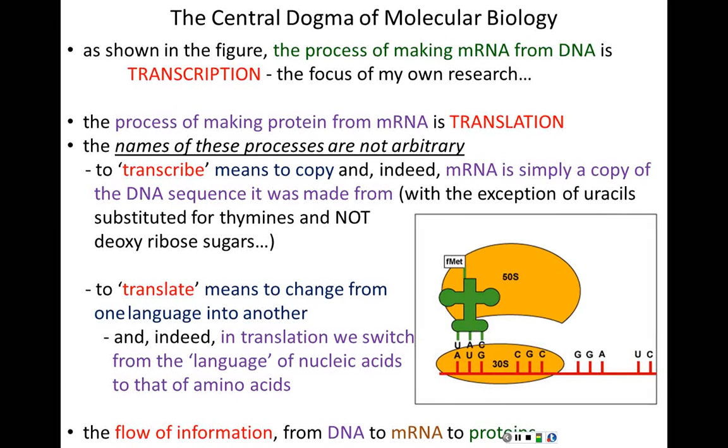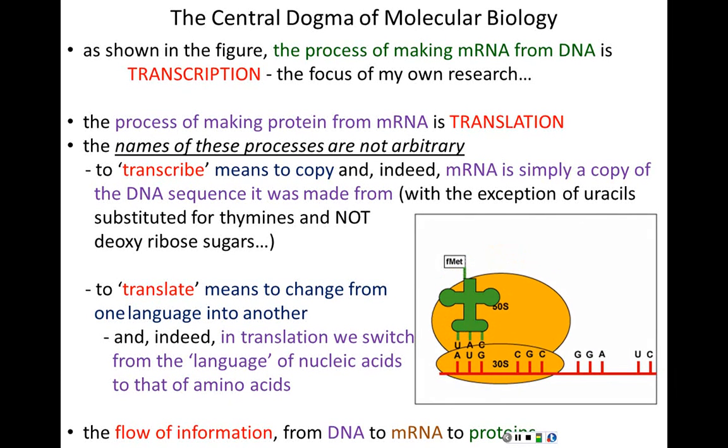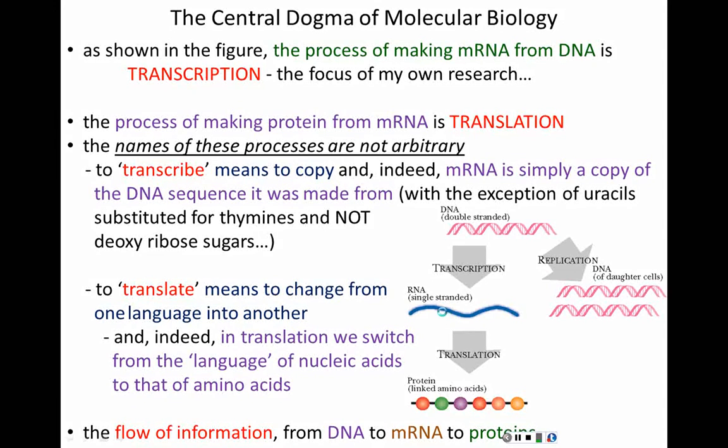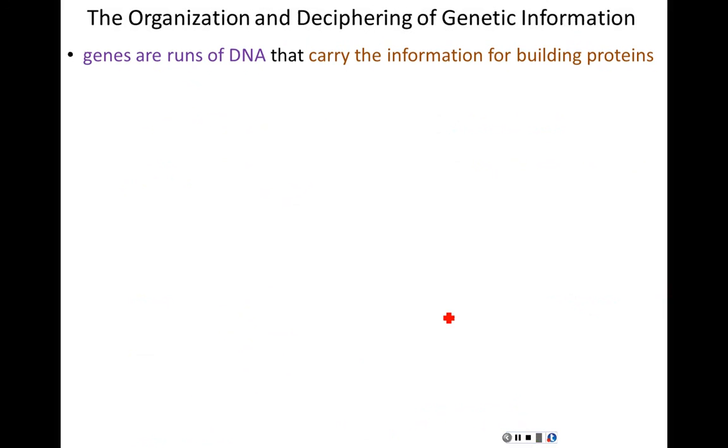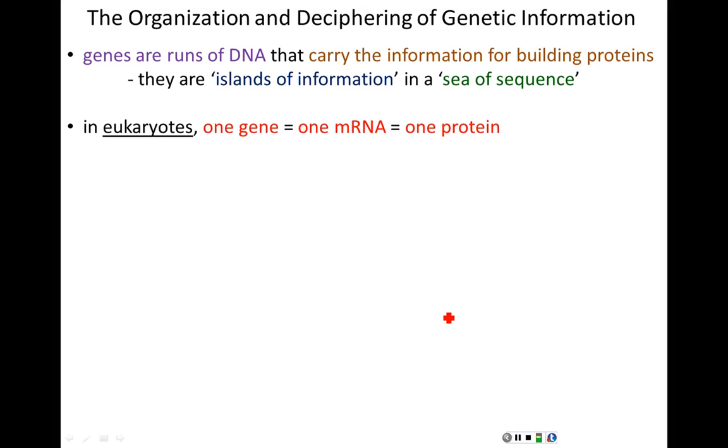Again, to put the fine point on it, though, the flow of information here is from the DNA gene to the messenger RNA copy to the protein chain of amino acids. That is the central dogma. So genes are runs of DNA sequences of nucleotides that carry information for building proteins. They are islands of information in the larger sea of DNA sequence that we find on the chromosome.